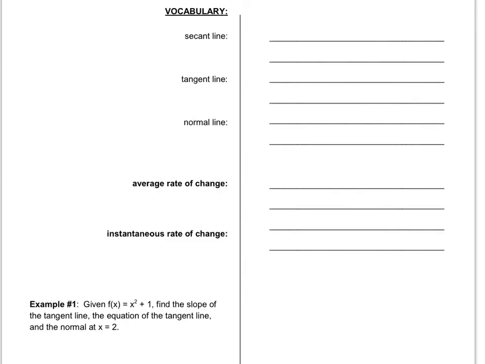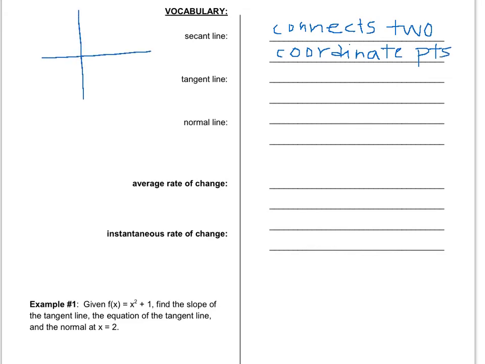All right, so when we talk about some vocabulary here, the secant line connects two coordinate points. Okay, and I showed you a picture of that on the previous page. It could be a coordinate point here and a coordinate point here, and as long as you connect those guys, that would be considered your secant line.